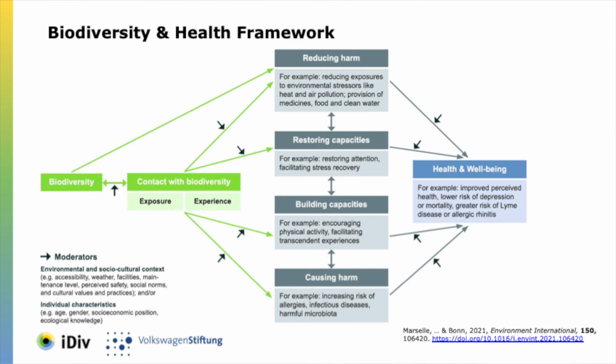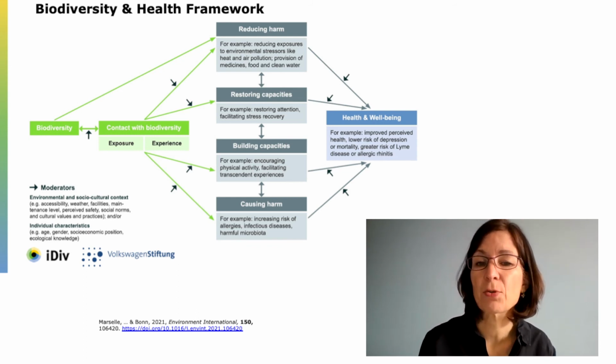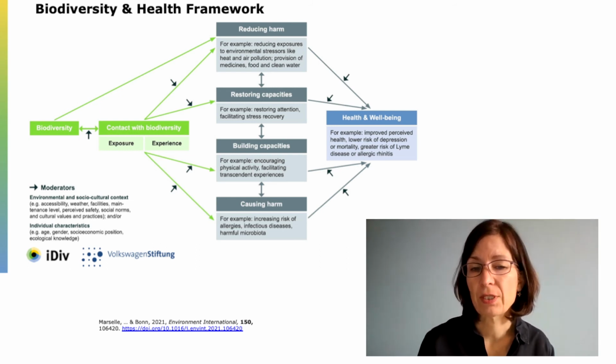I would first like to show you a biodiversity and health framework, which we recently published, to show you the pathways how biodiversity and health and well-being is connected. Biodiversity is usually connected to people through contact with biodiversity, both exposure, so the opportunity to actually experience biodiversity, as well as our experience, which is also shaped through our nature connectedness and how we perceive biodiversity. There are 4 pathways. On the one hand, reduce harm, for example, reducing exposure to environmental stresses like heat and air pollution, but also provision of medicines, food, and clean water.